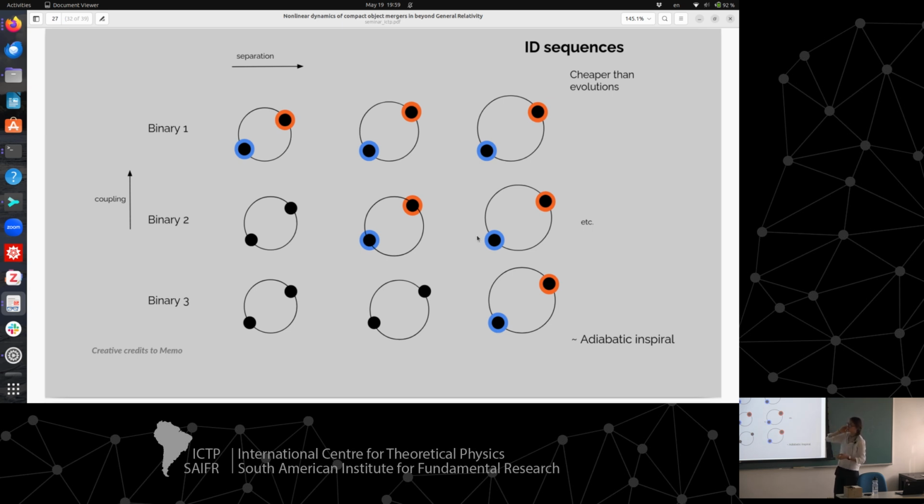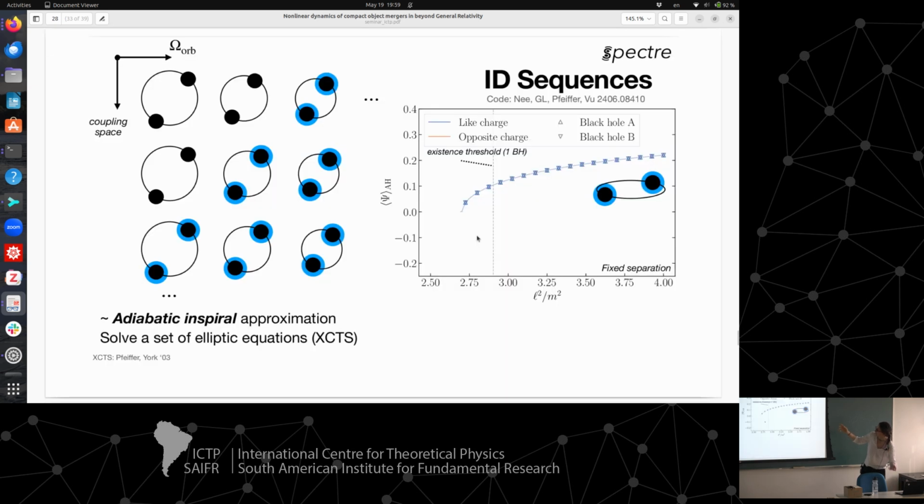The reason we're doing this is because it's cheaper than doing the full evolution, and we can learn quite a bit from it. So we solved for the initial data both in the separation space and also in the coupling, so at different couplings and at different separations. We did this both for the similar charges and the opposite charges.